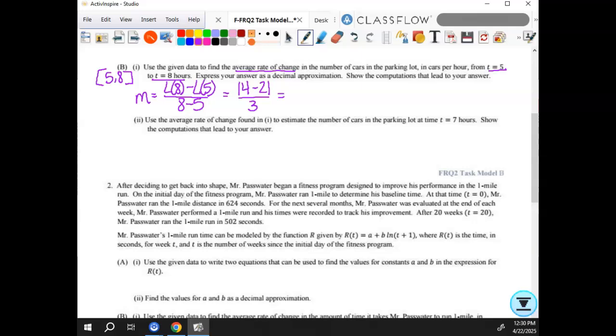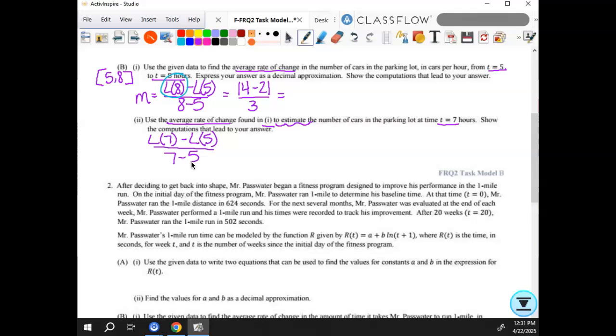Okay, so then the next one says, use the average rate of change found in 1 to estimate the number of cars in the parking lot at t equals 7 hours and show the computations that lead to your answer. So we're going to look back up here at what we just wrote. You take this very first term, and that's what we're going to replace. Since it says 7 hours, that's going to become L of 7. L of 5, or whatever's next, stays. Then the denominator needs to be 7 minus 5 so that it matches. Everybody with me? We just replaced the first one.